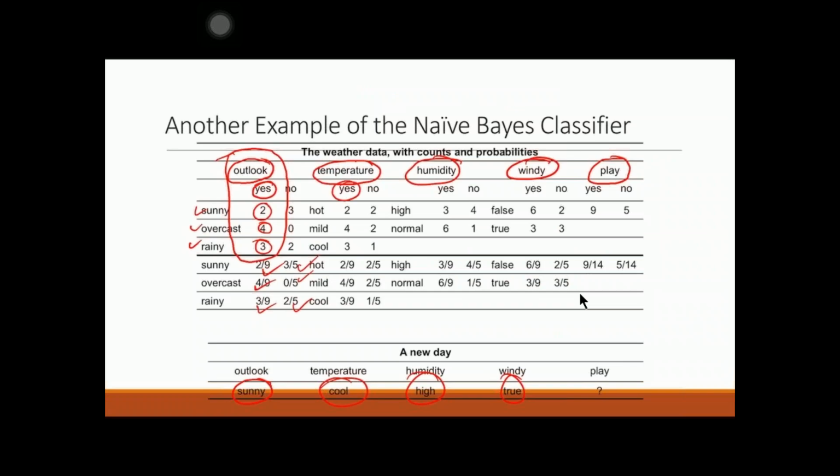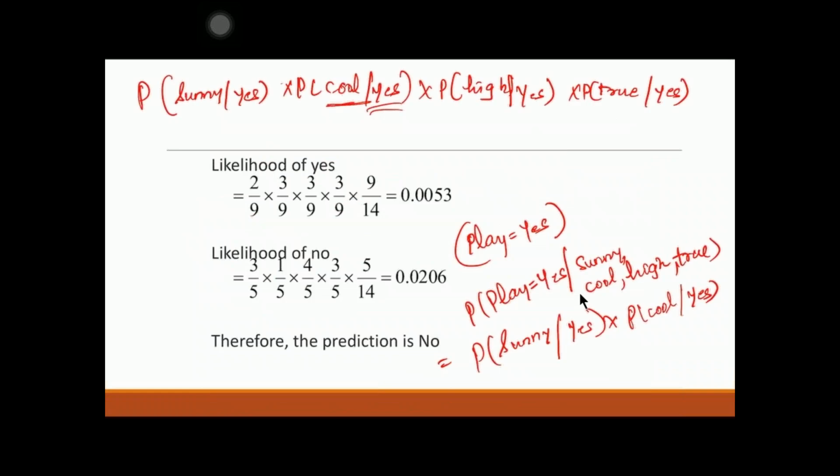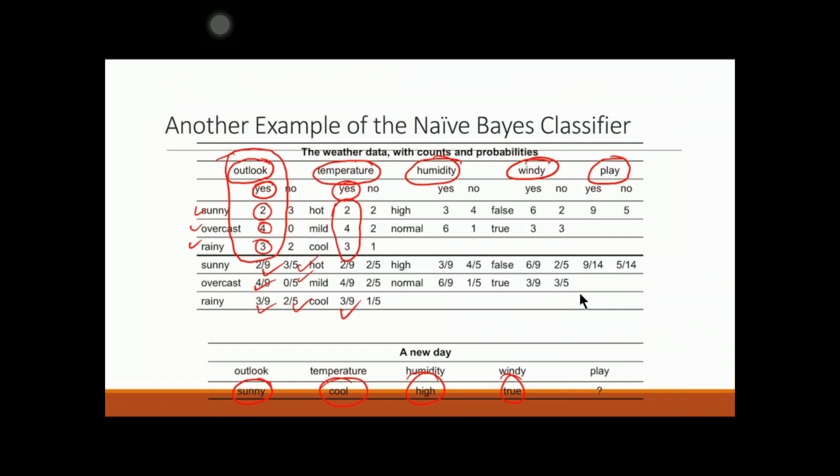Similarly, what is the probability of temperature being cool given yes? So given yes, what is the probability the temperature is cool? See this. 3 by 9. Perfect. What is the probability of humidity being high given yes? 3 by 9. Perfect. So now I think you guys know the answer is here.